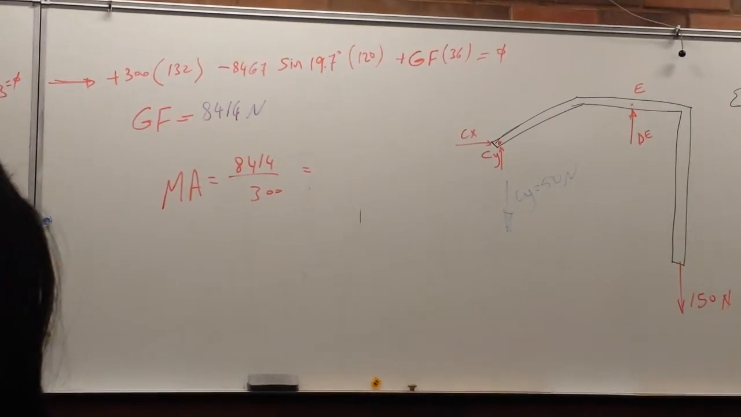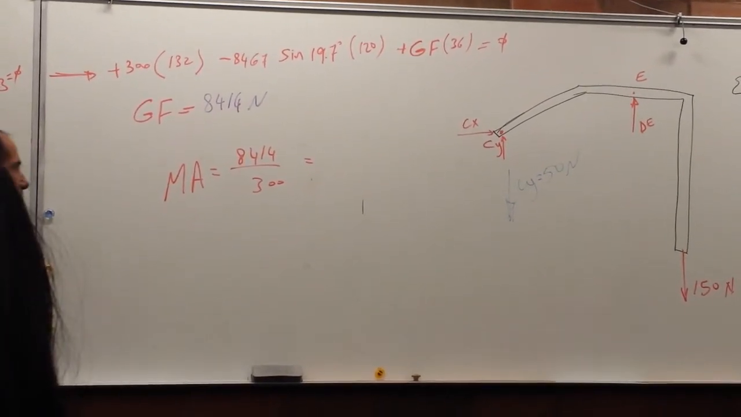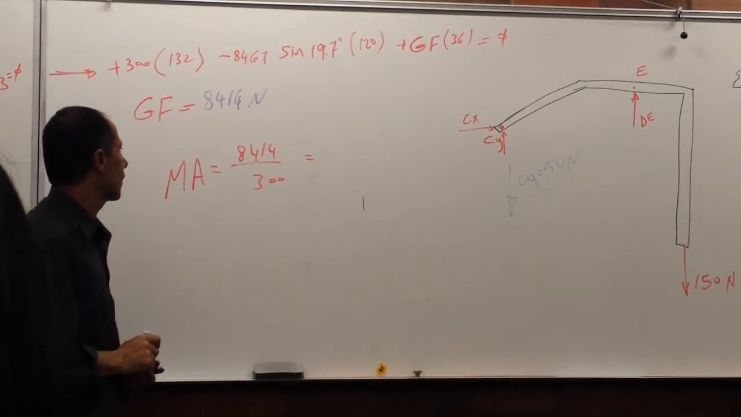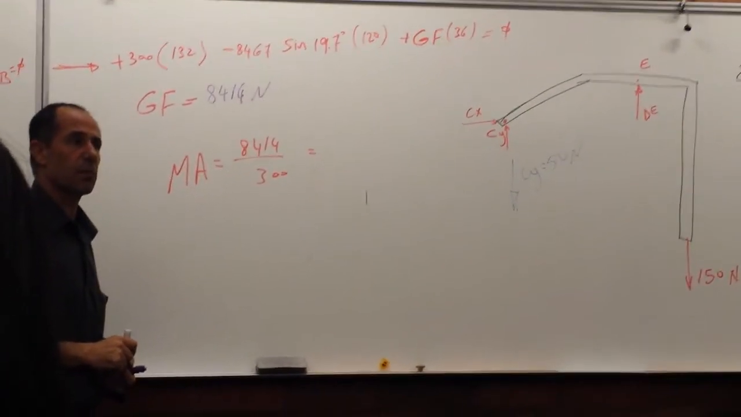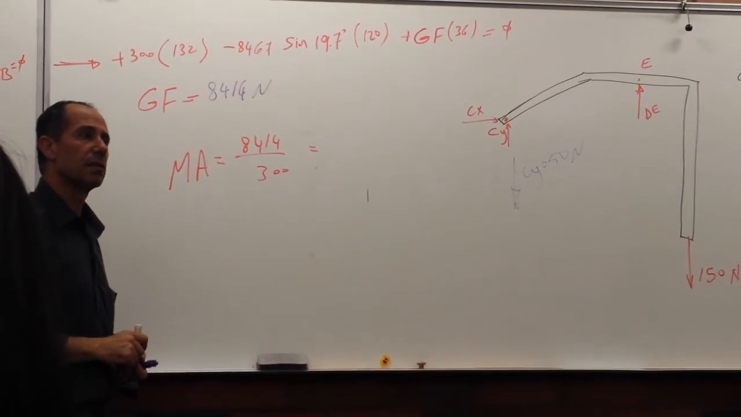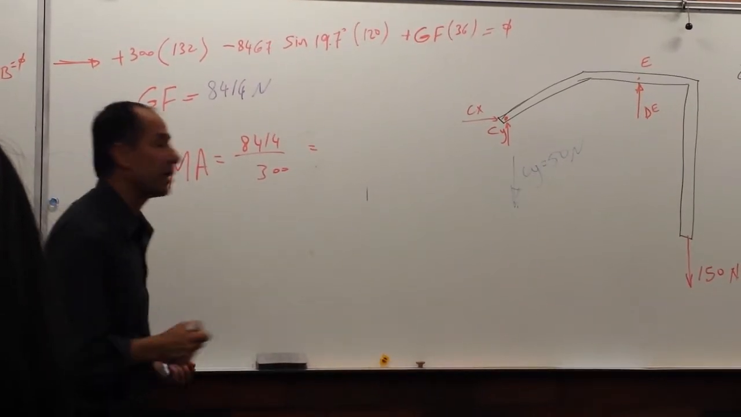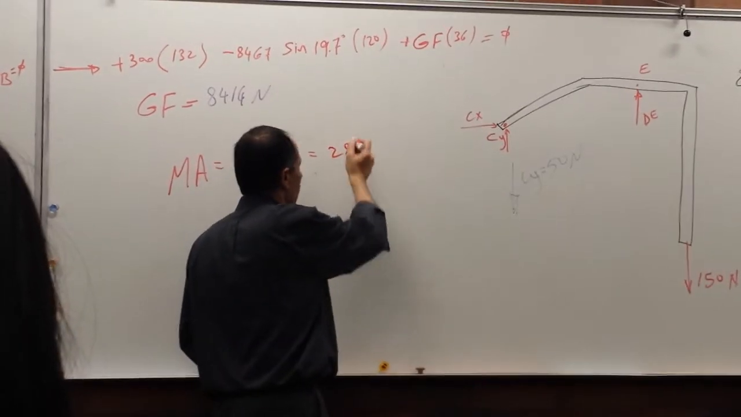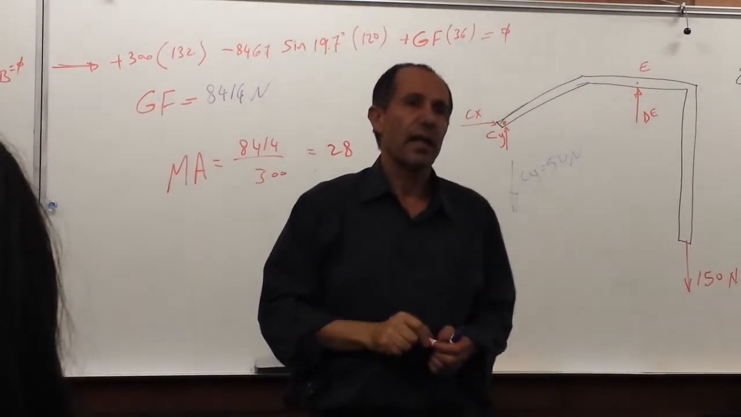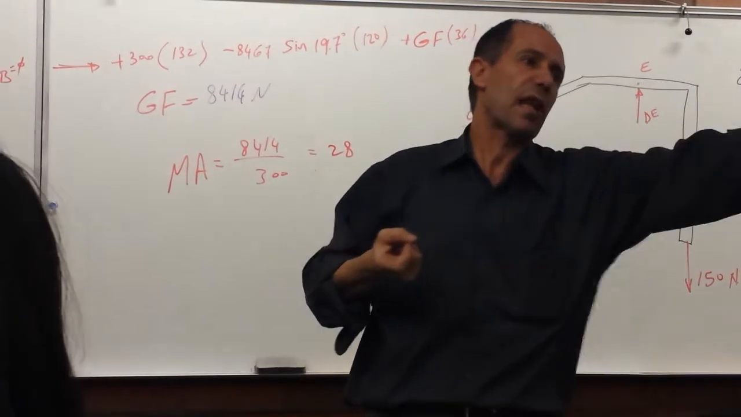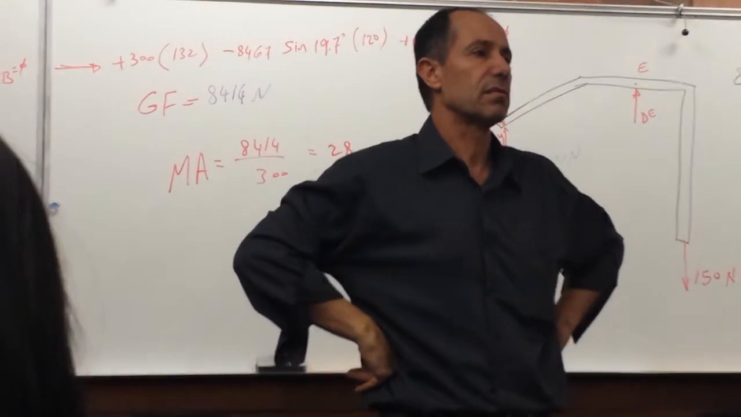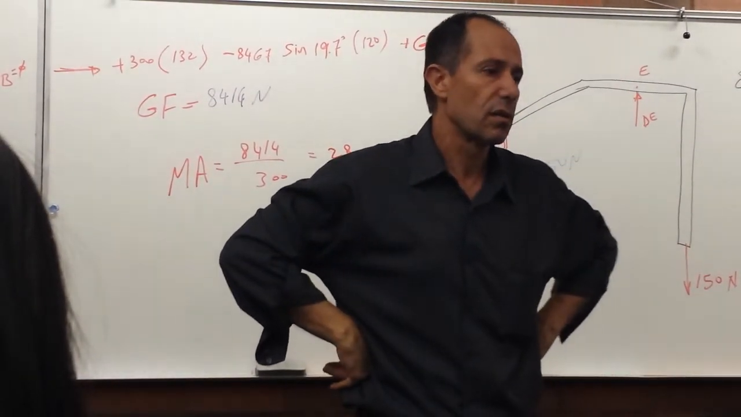Only applying 600 newtons to it though, because it's 300 on each side. Yeah, but you're also getting 8,400 on each side. 8,400 on each side. Oh, okay. 28. 28. Which means 28 to 1. Each newton, you put at one end, you get at the other end 28 more.